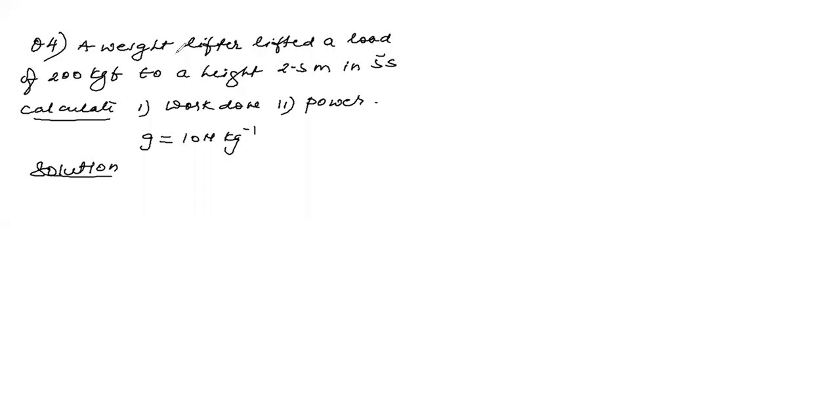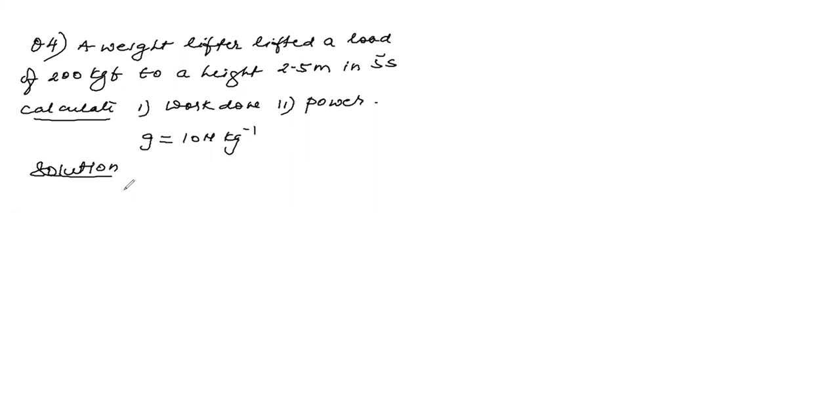Question number 4. A weightlifter lifted a load of 200 kg to a height 2.5 meter in 5 seconds. Calculate the work done and the power used by the weightlifter. Okay, g is equal to 10 Newton per kilogram. So simple, children. First step, what I told you, always whatever is given, we'll write it in notation form. A weightlifter lifted a load of 200 kg.